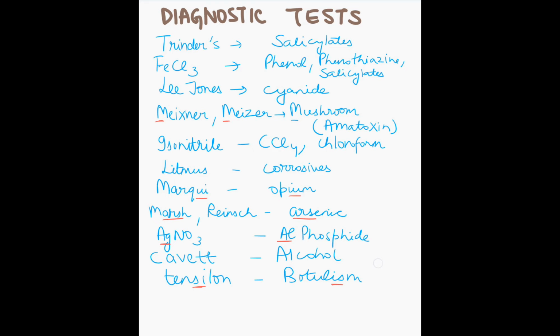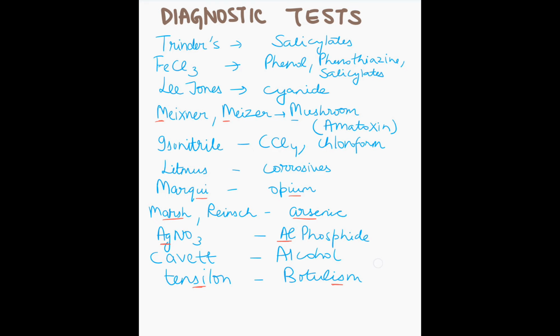Mixner and Miser's test is for mushroom. Isonitrile test is for CCl4, chloroform. Then litmus test for corrosives. Marquis test: U-I is coming, and U-I is also coming in opium. Marquis test is for opium. Marsh test or Reinsch test: ARS is coming, the arsenic.